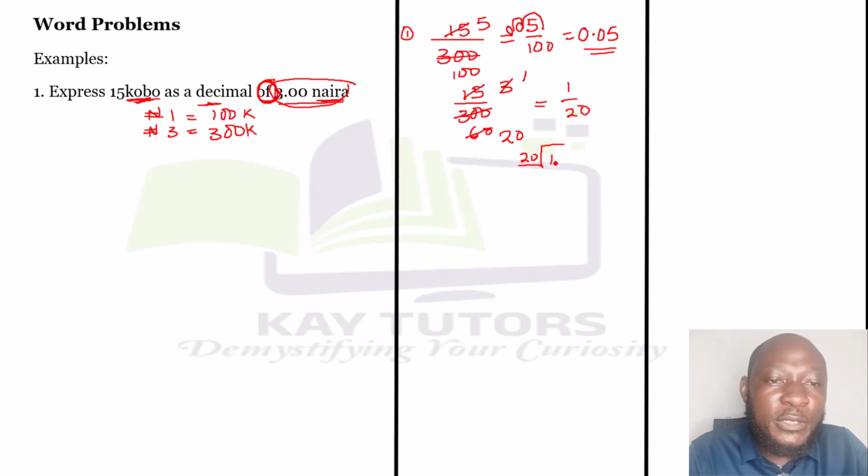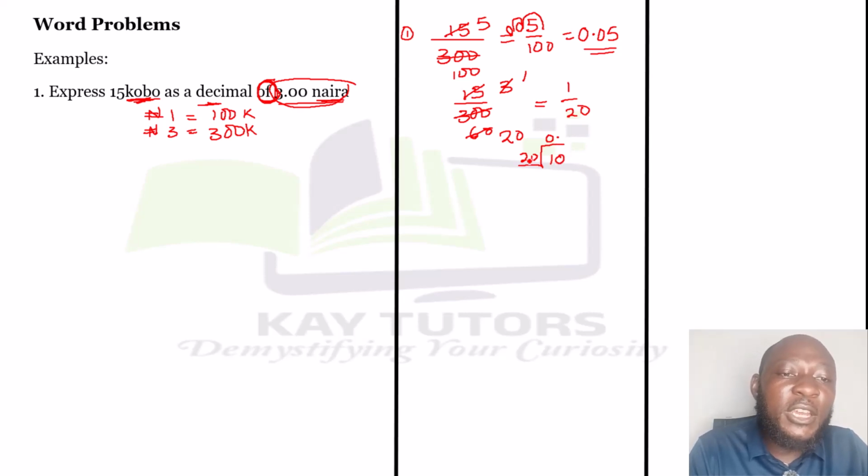20 into 1 is 0. You accompany your decimal point with another 0. 20 into 10 is not possible. You write your 0. 0 times 20 is 0. You subtract and you get 10. Now you have 10. 20 into 10 is not possible.